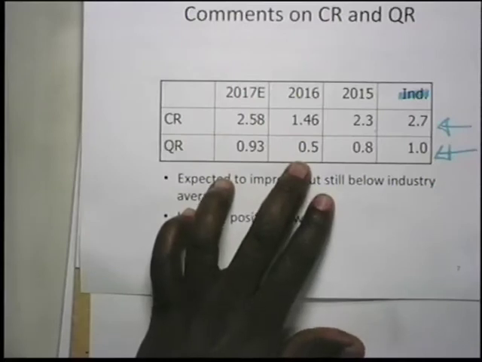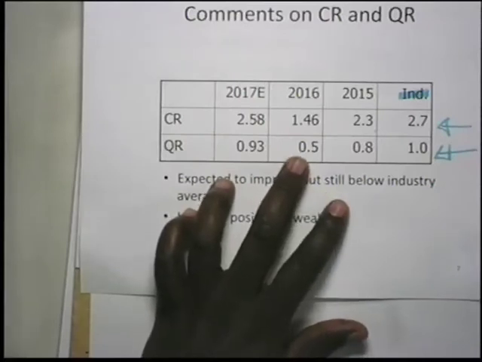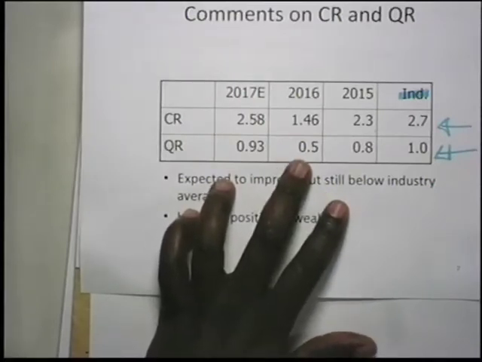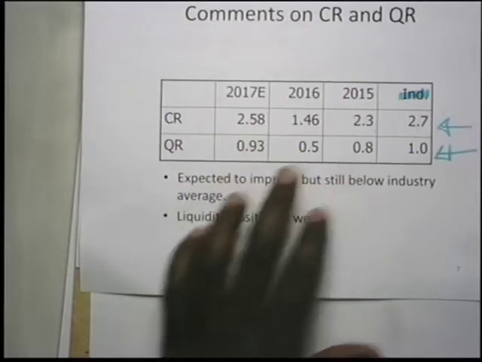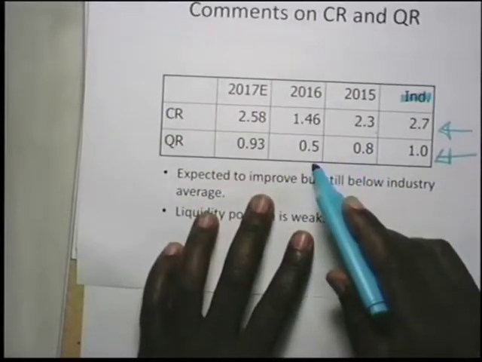In 2016, our situation worsened. It means we only had 50 cents to pay every dollar that we owe the outsiders within the next 12 months, which is bad. So our situation here was getting bad.